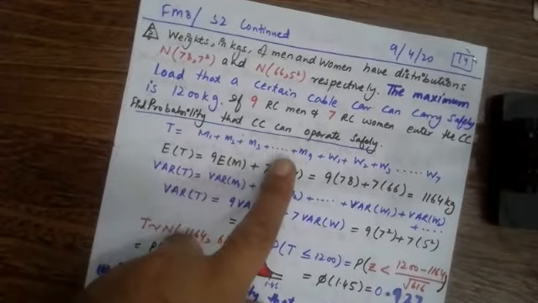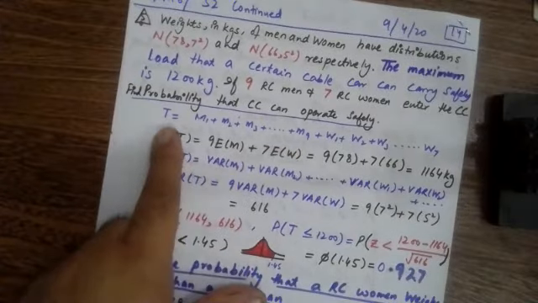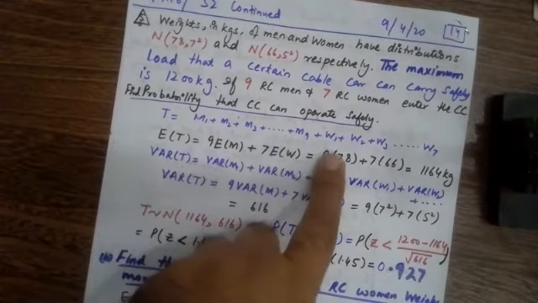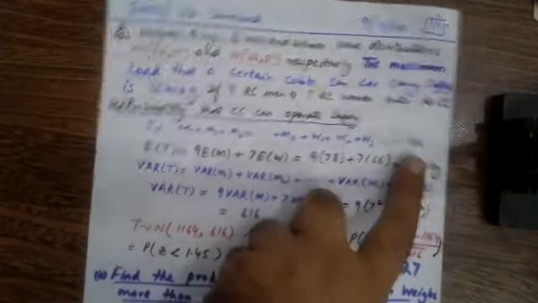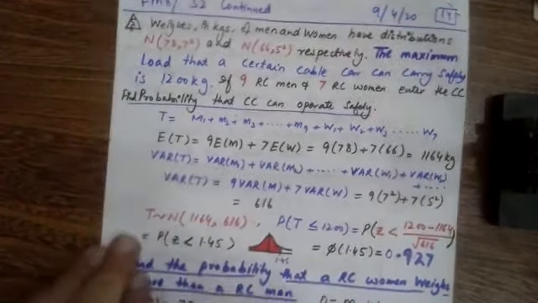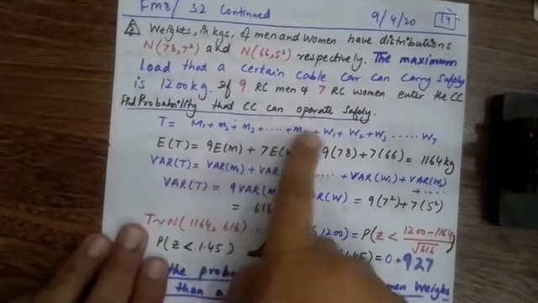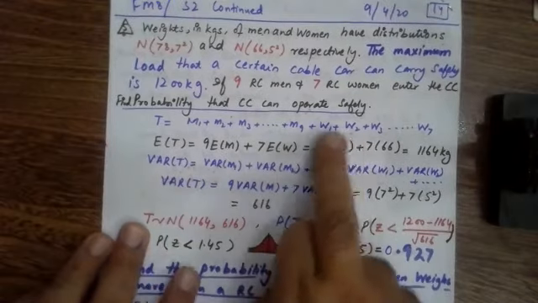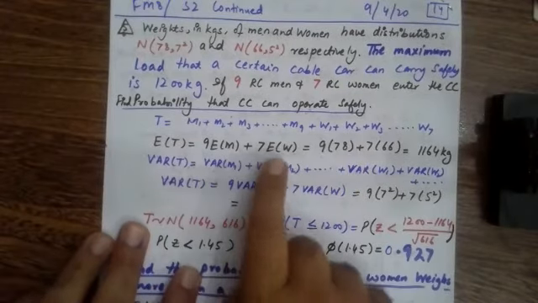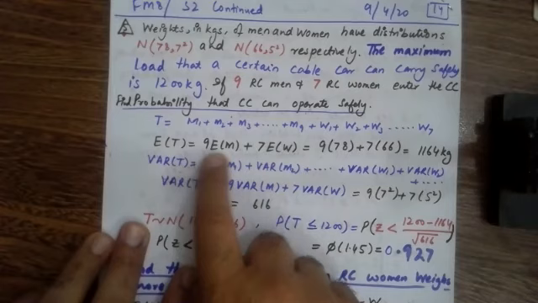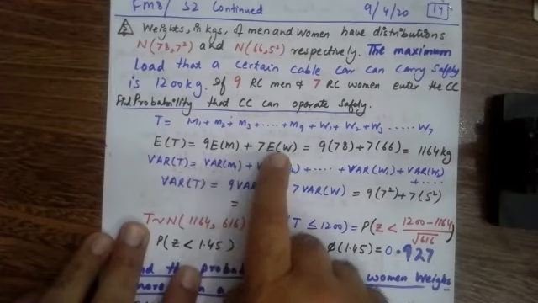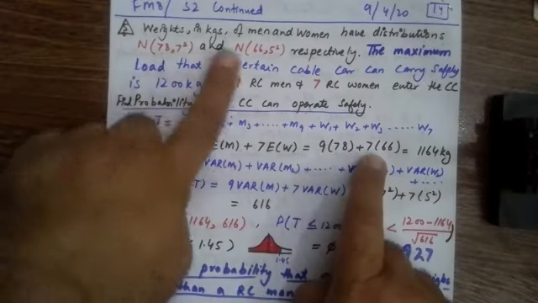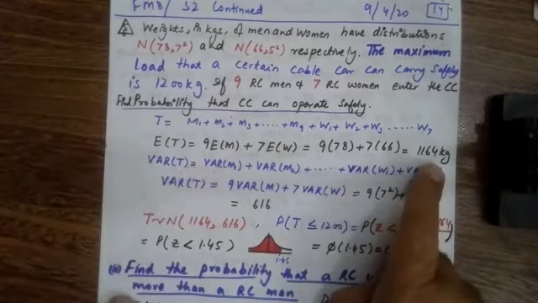can operate safely. Now the total weight of the people is first man 1 plus man 2 plus man 3 up to man 9, plus woman 1 plus woman 2 plus woman 3 up till woman 7. Now the expected value of the total weight is 9 times the expectation of M, because all men have an equal average mass, and 7 times the average mass of a woman. 9 times the expectation of men plus 7 times the expectation of women, and it is 9 into 78 from here, and 7 into 66, it is equal to 1164.